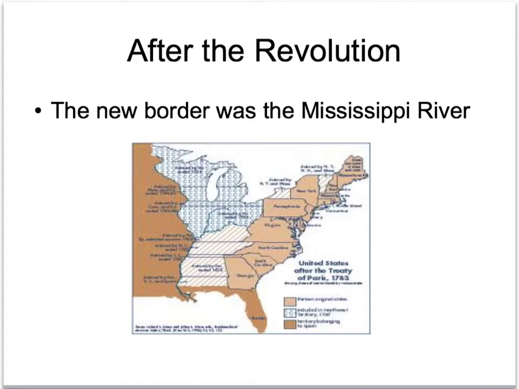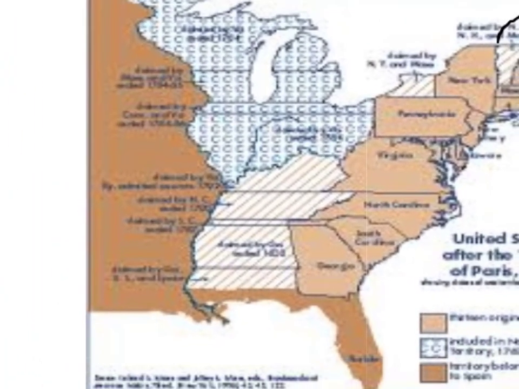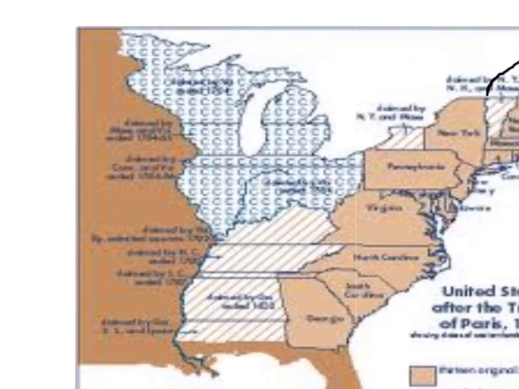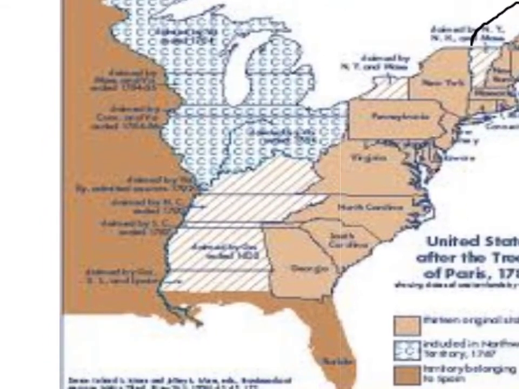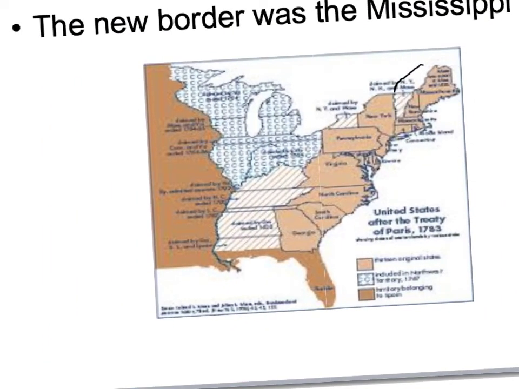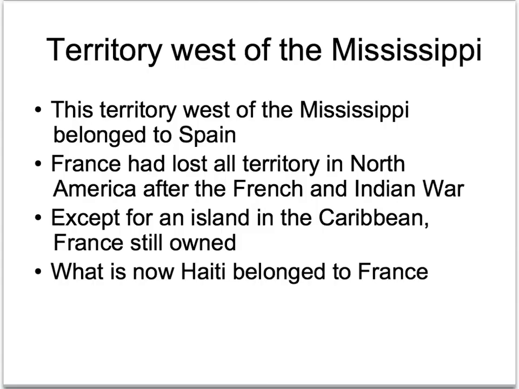After the American Revolution, the new border of the United States was the Mississippi River. The Mississippi River went from up in the Great Lakes, down, and it comes out to the Gulf of Mexico in New Orleans. The territory west of the Mississippi belonged to Spain.